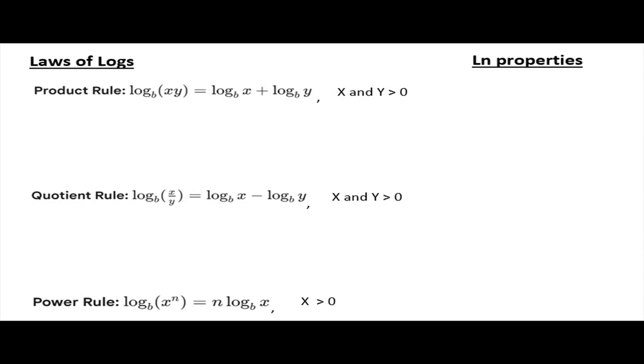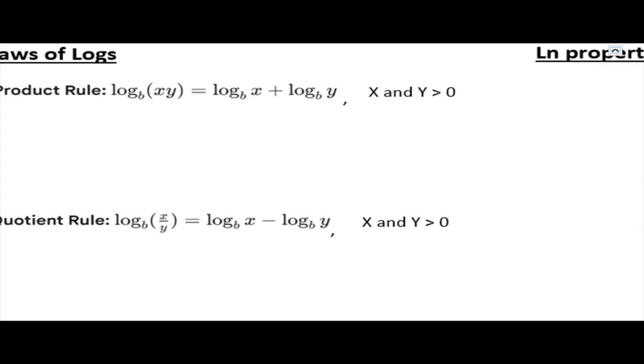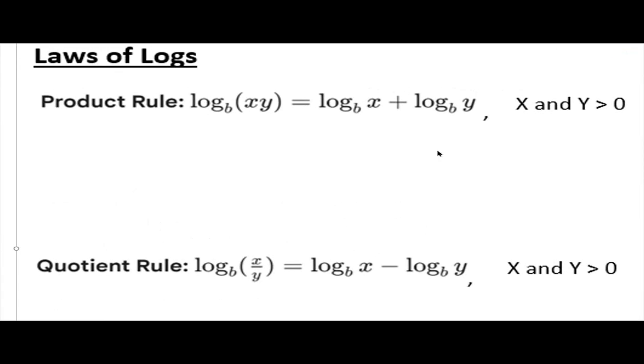Okay, so let's talk about the laws of logarithms. Now, these laws also apply to natural logs as well. Okay, so first of all, let's take a look at the first law, the product rule. Basically, what this rule says is if you have a log with any base, and two terms multiplying with each other.